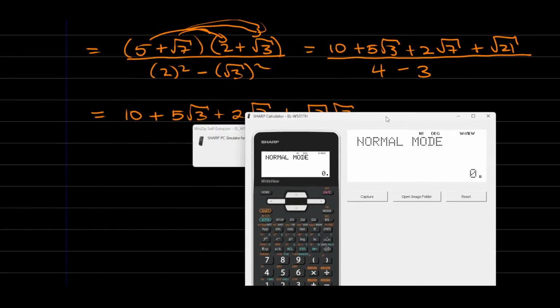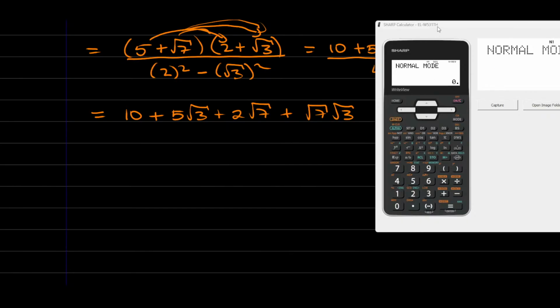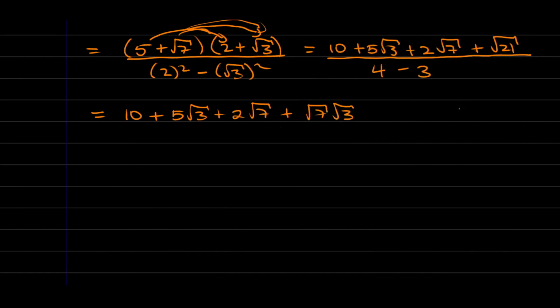Alright, here we go. I will just simply type this in on the calculator and see if I can actually do it. So we can say 10 plus 5 root of 3 plus 2 root of 7, and then plus root of 7 root of 3. And let's see what we get. Nope, it can't simplify. It gives me a decimal, can't simplify it. So that's the answer there. I'll just minimize that.